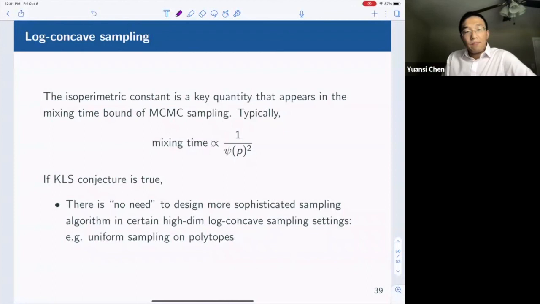I have to say we are still in a very naive stage. I talk to my colleagues and they always come up with very complicated Bayesian models where we have no idea whether it's close to log concave or not.